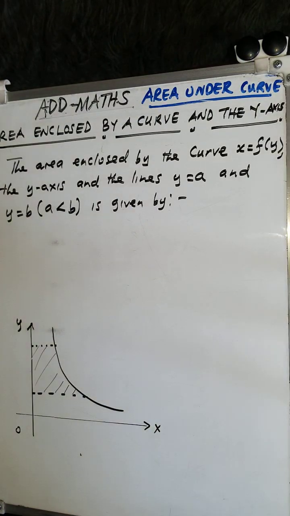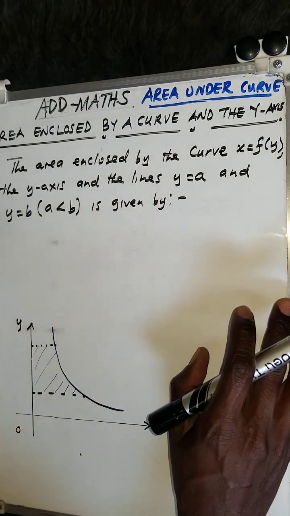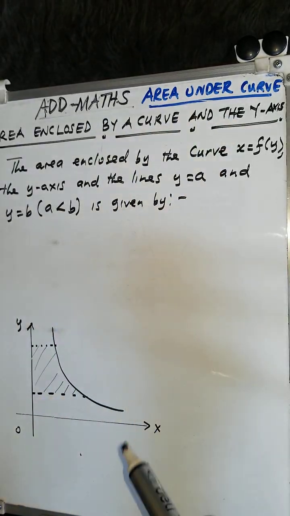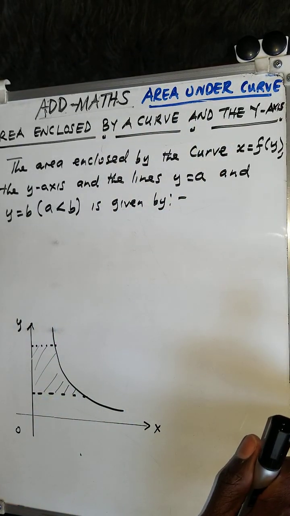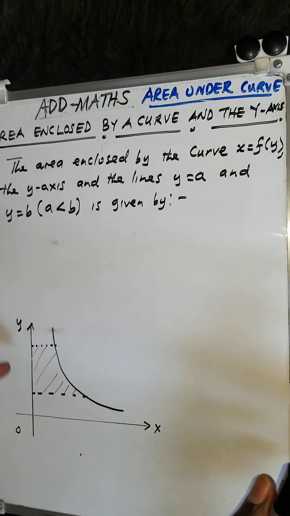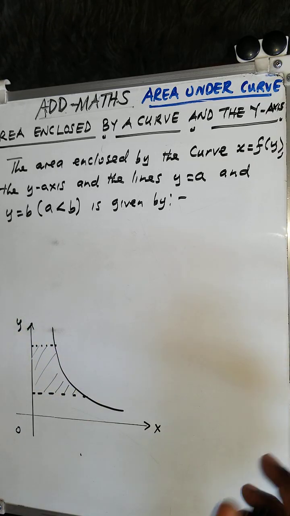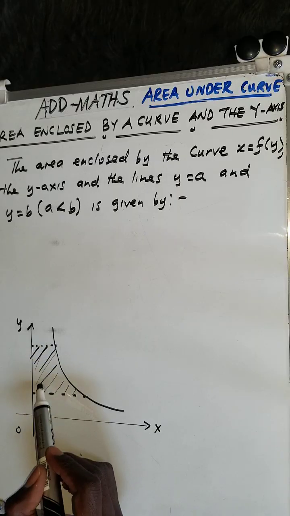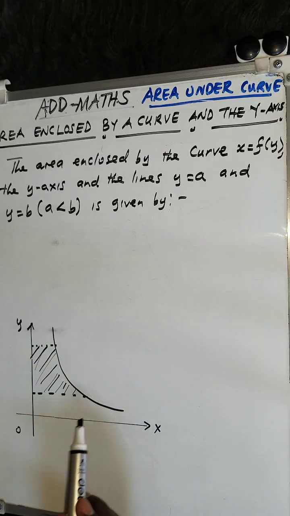Right, so welcome to this segment. We are now looking at area enclosed by a curve and the y-axis. Suppose the area that you're considering is enclosed by the curve and the y-axis. You can see if it is enclosed by the curve and the y-axis, it simply means the limits are going to change.